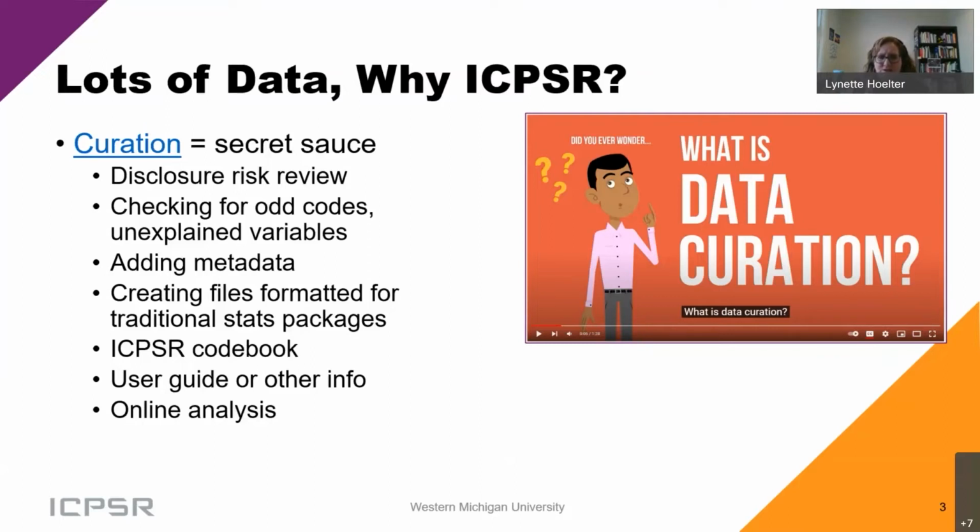We do a further disclosure risk review later on in the process to make sure that combinations of variables can't help identify an individual, or what we call indirect identifiers. So that's a process that goes throughout the work of curation, but it's sort of where we start. And then we also look at the data for any odd codes or variables that aren't explained. Sometimes we get data in that are really well documented.